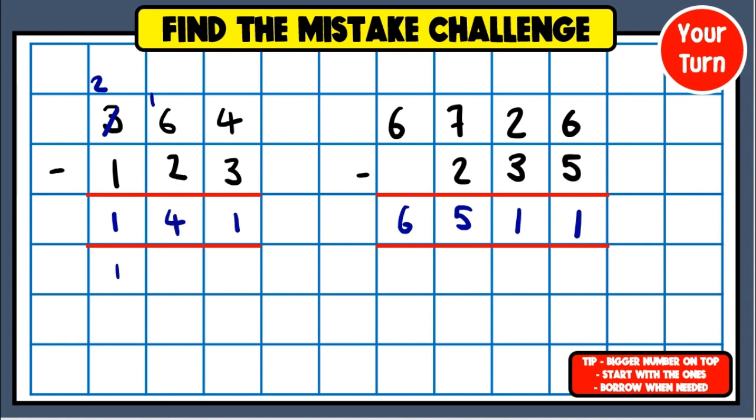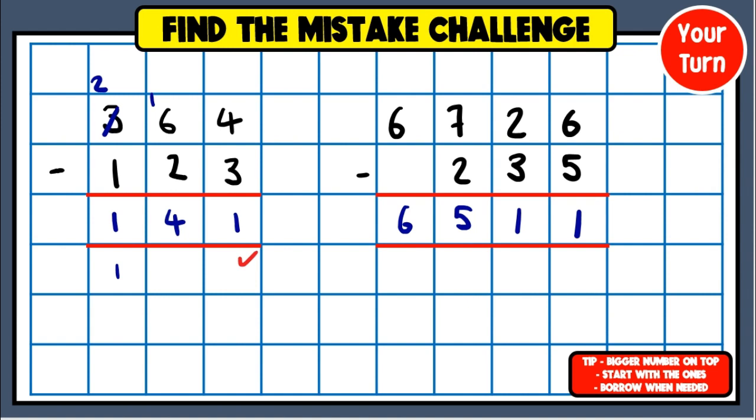Okay, so by now you should have already answered it. Let's look at the first one. 364 take away 123. Okay, is the top number bigger than the bottom? Yes. Let's start with the ones. 4 take away 3. I can do that. Yeah, is 1. That's correct. All right, next. 16 take away 2. That doesn't look right. 16 take away 2. Let's have a look. Is the top bigger than the bottom? Yeah, 6 take away 2 is 4. So why is there a 1 there?